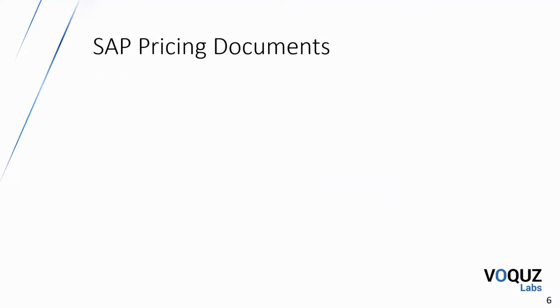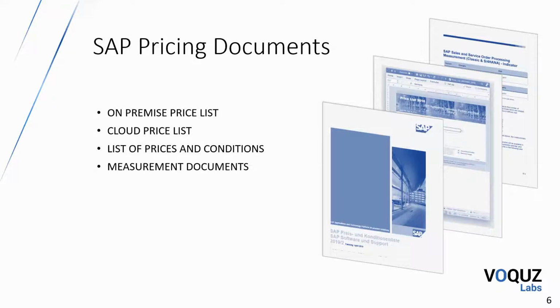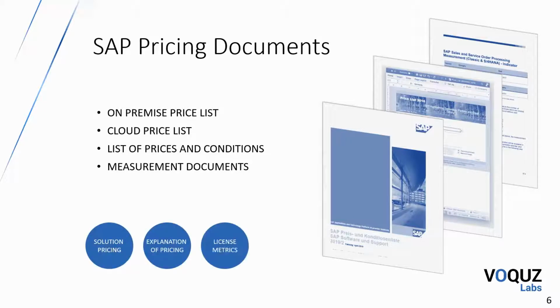There are other pricing documents that you won't find in your contract. For example, these include SAP's price lists for on-premise and cloud, SAP's lists of prices and conditions, and measurement documents relevant to the products being purchased. That should give customers additional information on what they're buying.